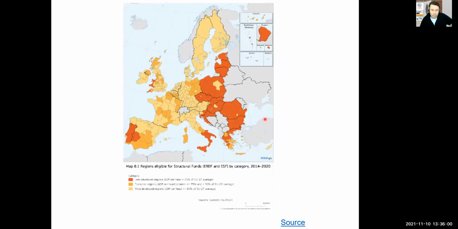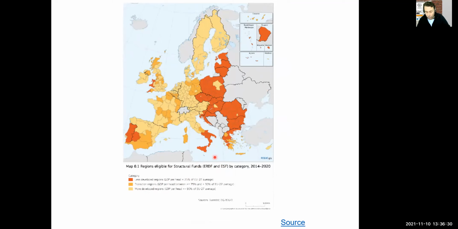And these lagging behind regions I pointed out still benefit largely from the structural funds, the funds that are specifically created to support regional development across the European Union. They are still benefiting from these funds, or they were benefiting within the previous multi-annual financial package from the European Union.